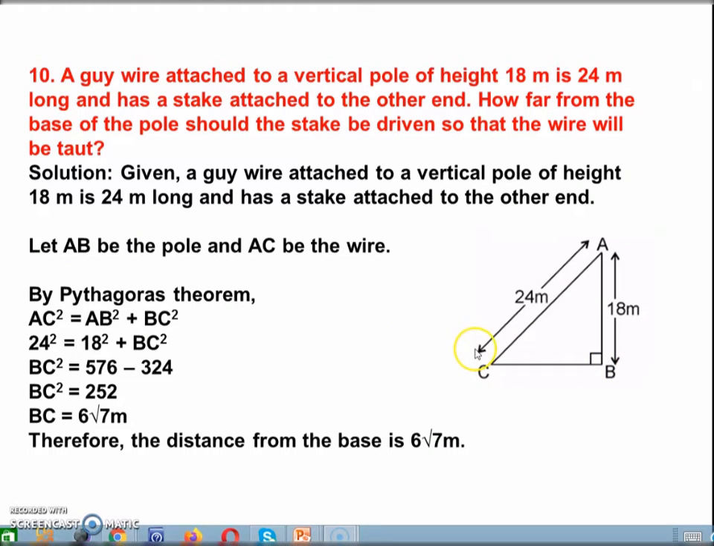So again you can apply Pythagoras theorem here. Substitute the values that are given. AC is given 24, AB is given 18, and BC square you will find out by solving. That is 252. Root of that you will get 6 root 7 meters.